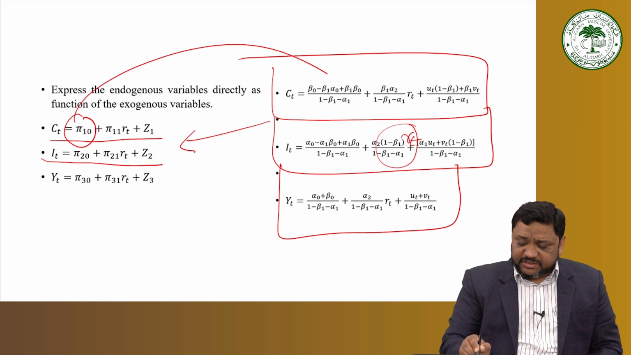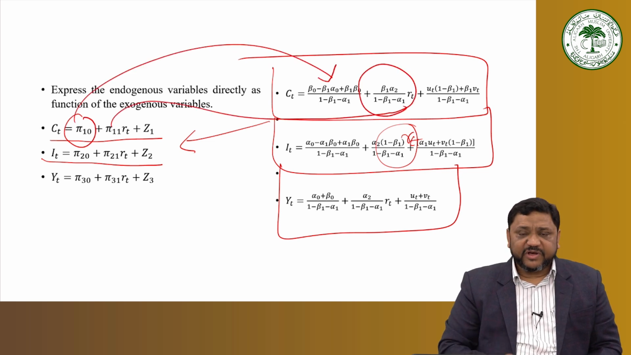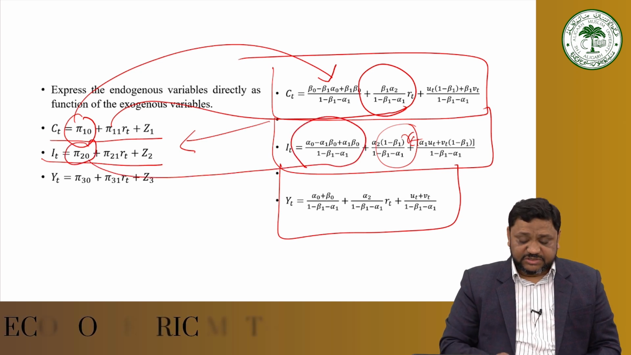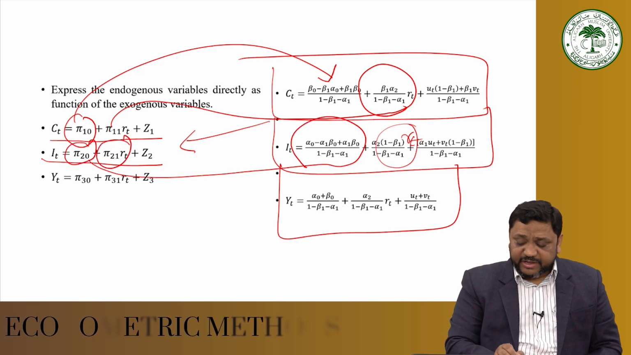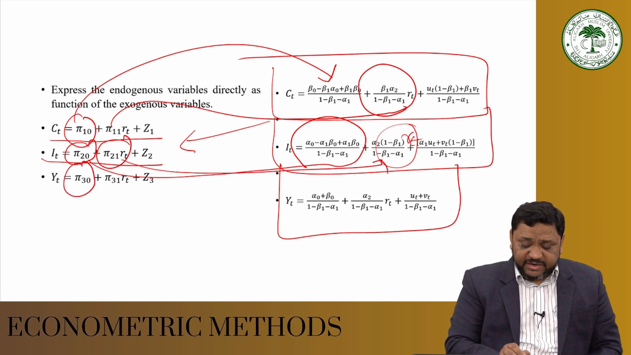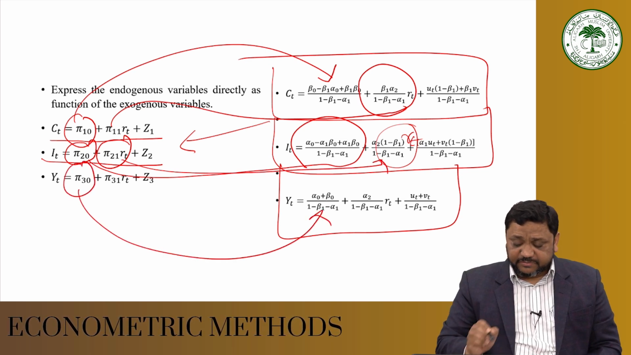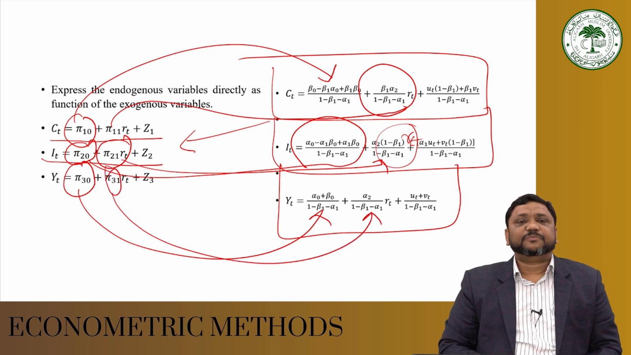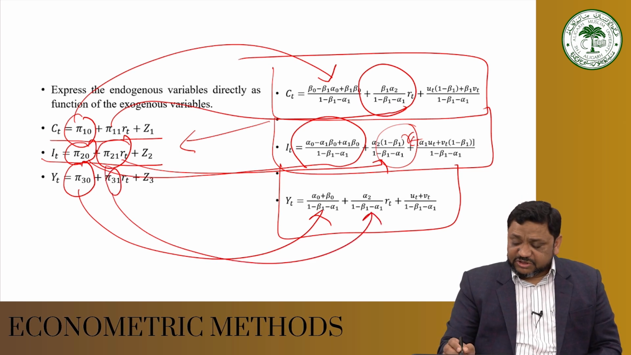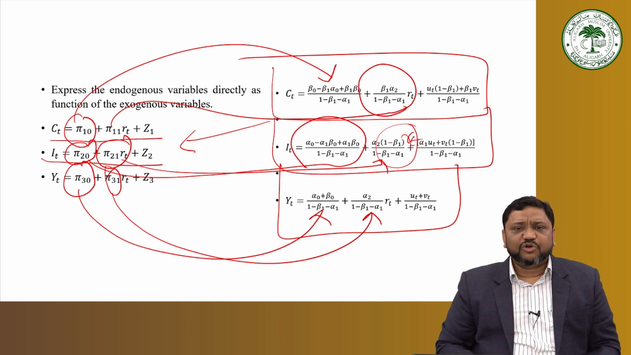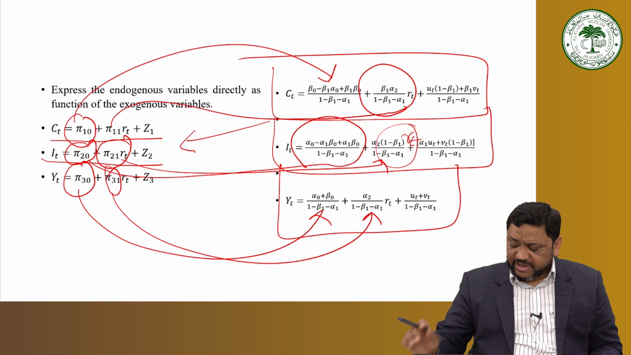Pi 10 is nothing but this value, pi 11 is nothing but this value, pi 20 is nothing but this term, pi 21 is nothing but this term, pi 30 is nothing but this term, pi 31 is nothing but this term. So instead of writing the entire term, we are just denoting it by pi 10, pi 11, pi 12, pi 13, and likewise.